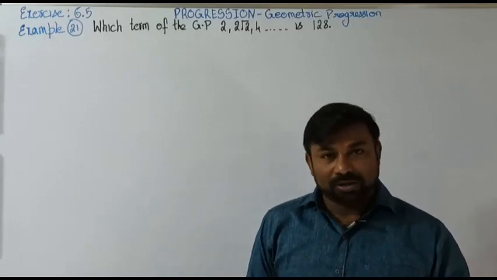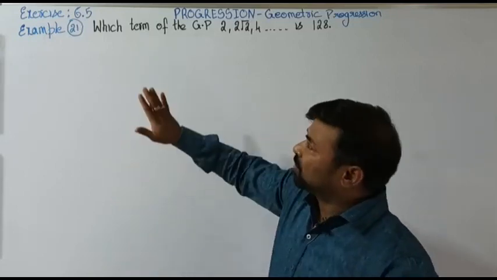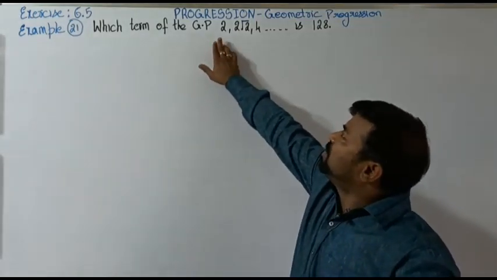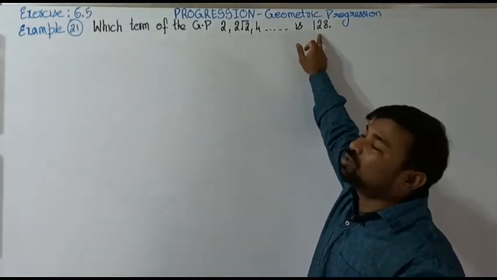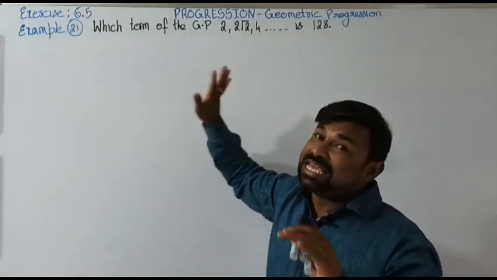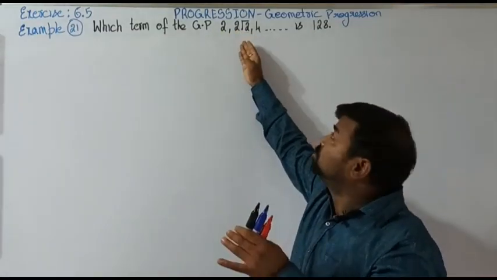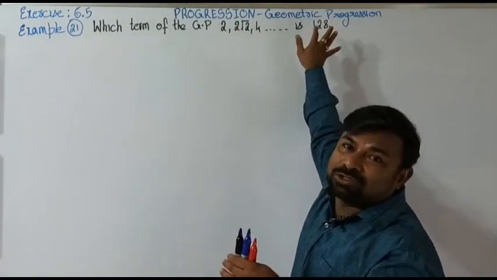Geometric progression. Okay, so let us get back to the sum. Example 1: which term of the GP 2, 2√2, 4 and so on is 128? He has given a GP series to you.